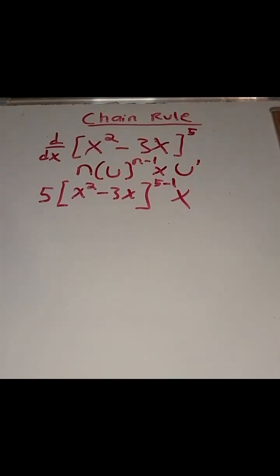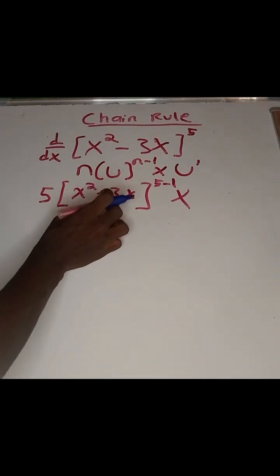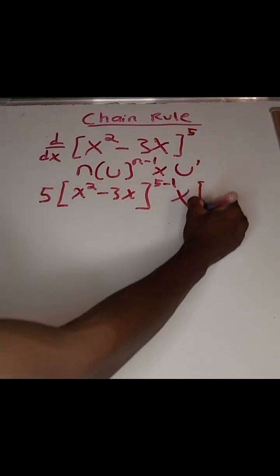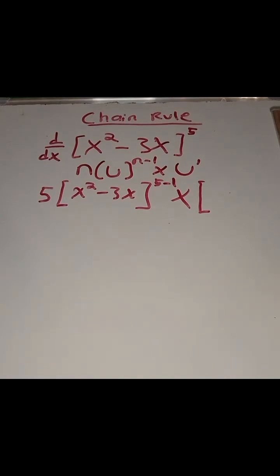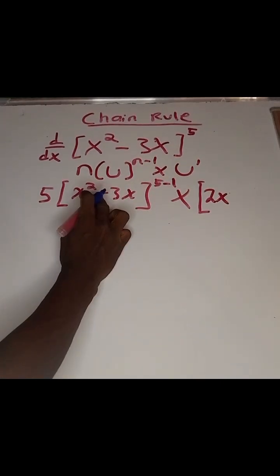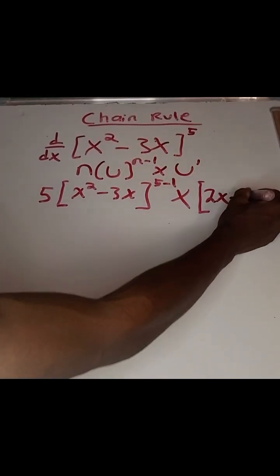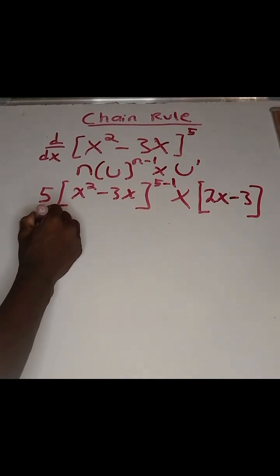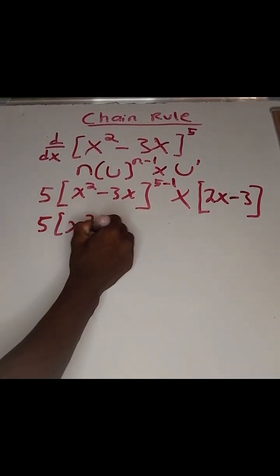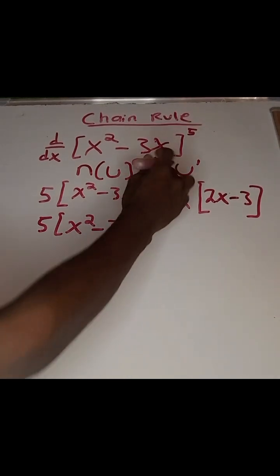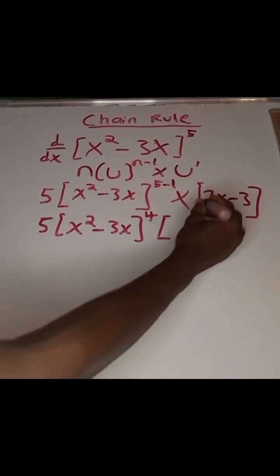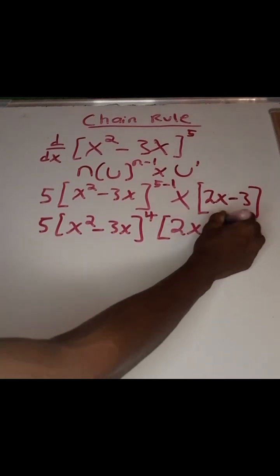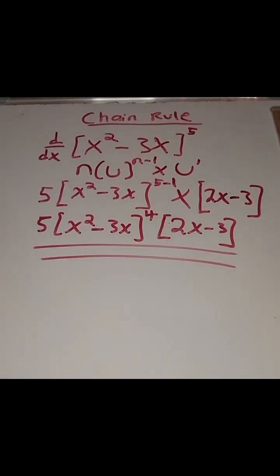So what is the derivative of the inside bracket? The derivative of this bracket will be the derivative of x square, which is 2x, and the derivative of 3x, which is 3. Therefore the final solution will be 5 into x square minus 3x to the power of 5 minus 1, which is 4, multiplied by 2x minus 3. So this is the solution of this problem.